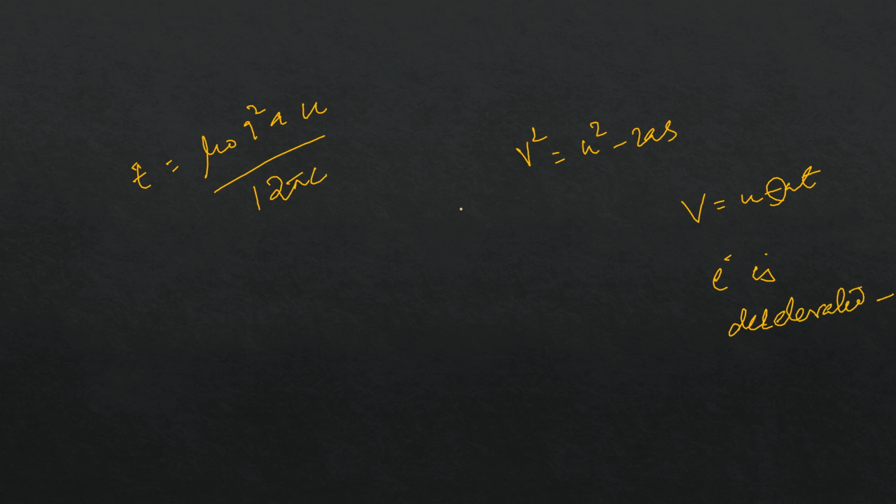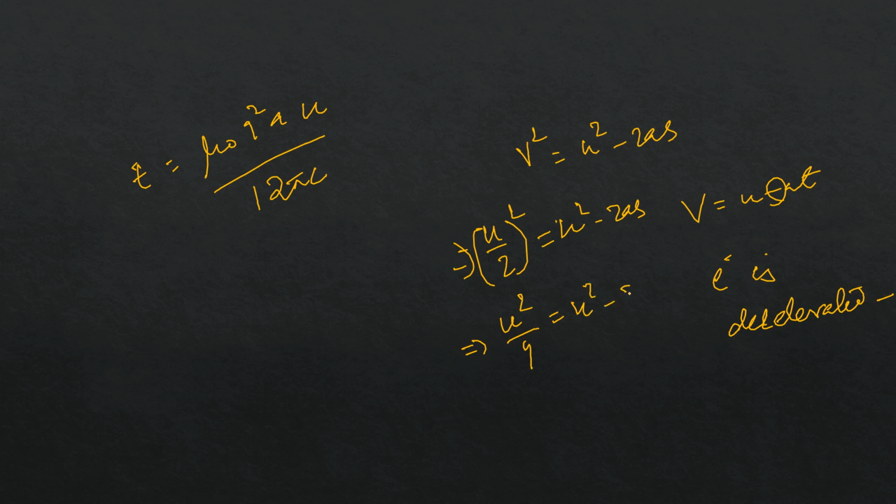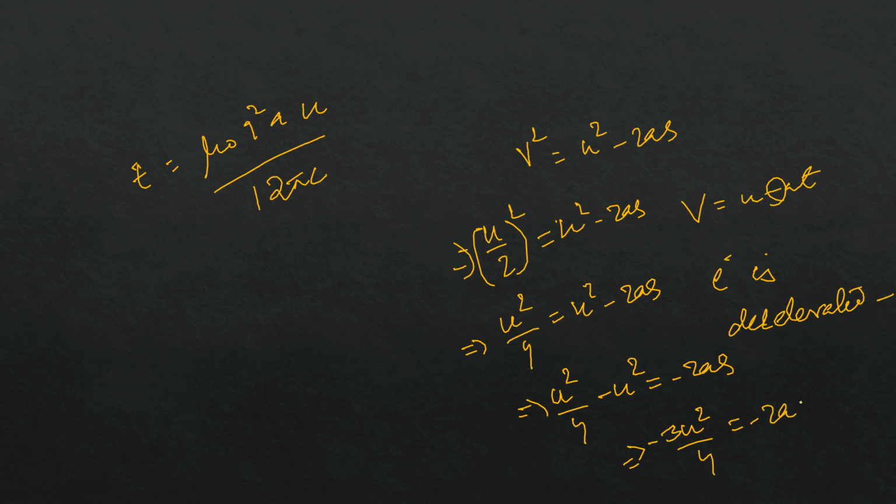Okay. So v square is equal to u square minus 2as. So v is again u by 2, so u square by 4 is equal to u square minus 2as. So u square by 4 minus u square is equal to minus 2as. Minus 3u square by 4 is equal to minus 2as.